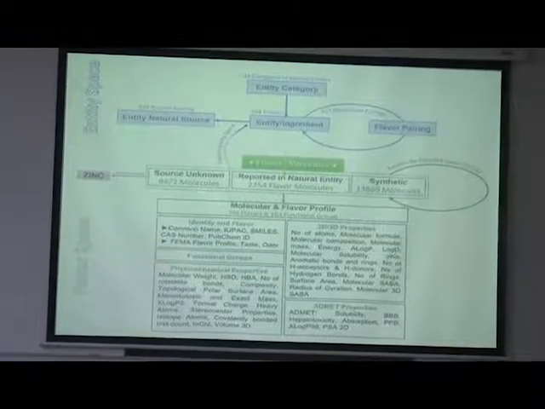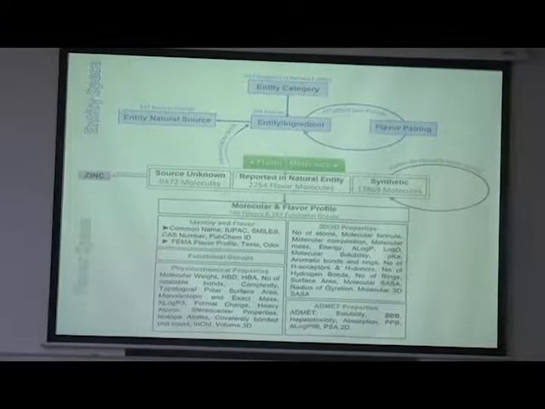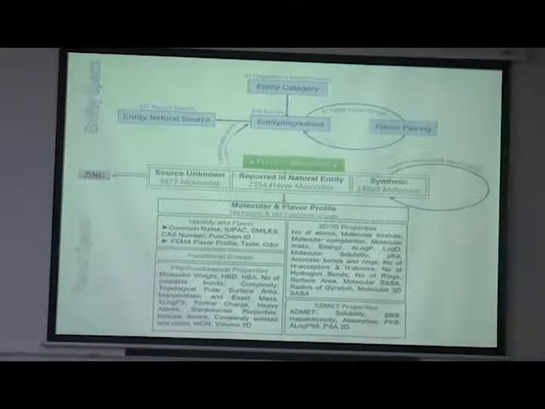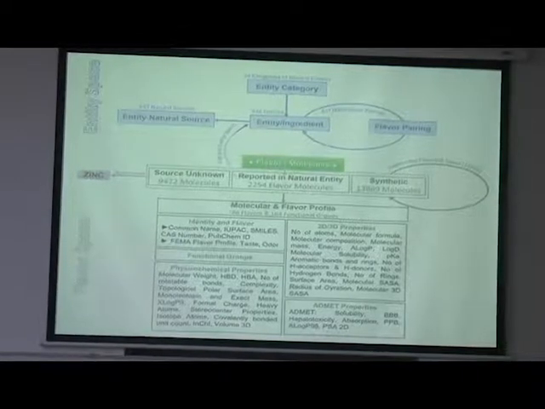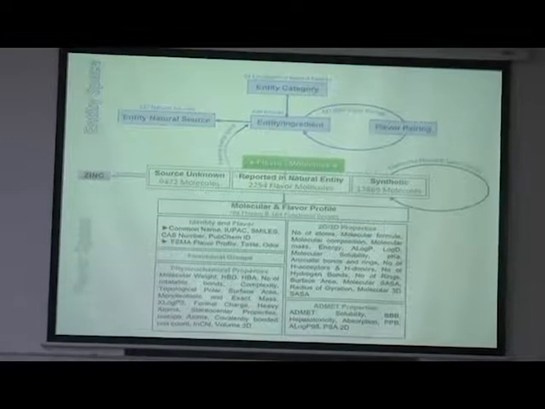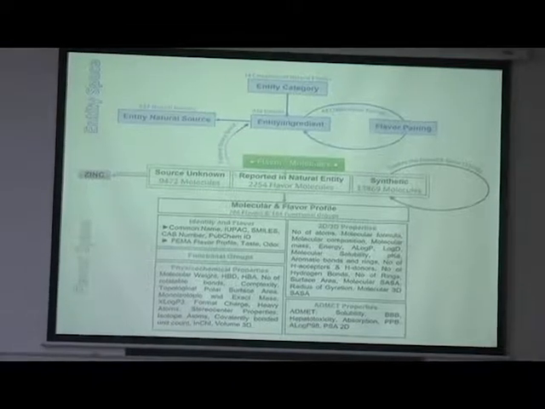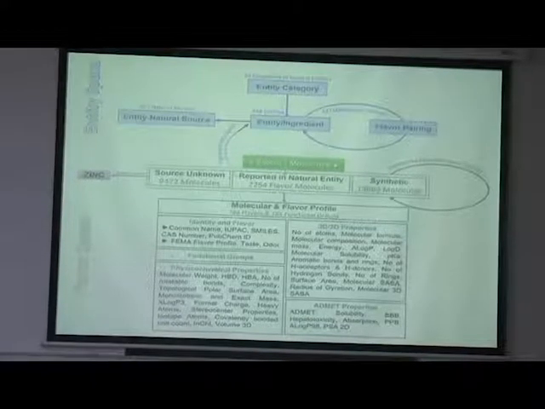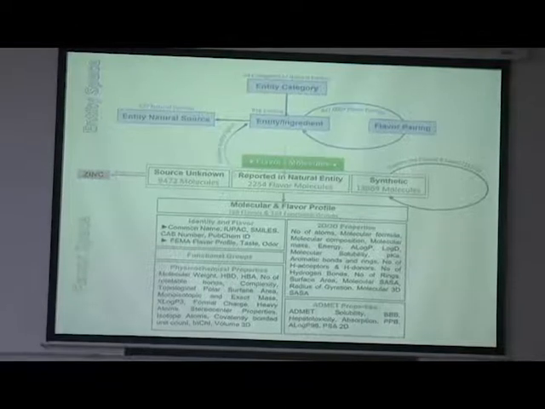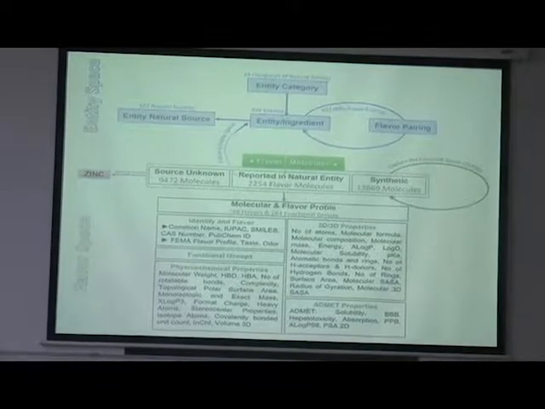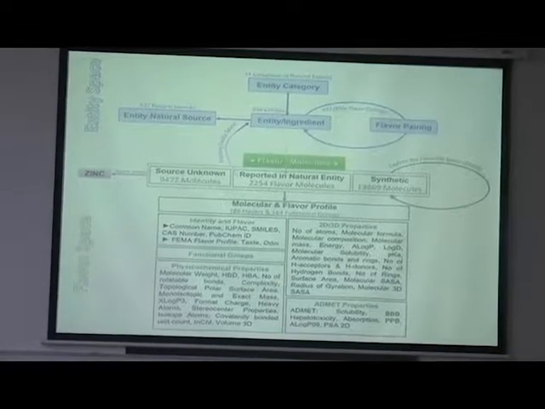Coming to the molecular part of CleverDB, which is the most important part, with every flavor molecule we have an associated common name and the IUPAC name, because this is for molecular purposes. We also have the flavor, the complexity, and the structures. In the identity and flavors, we have the common name, IUPAC names, and the flavor profile, the taste that it provides. For the functional groups, we have the different functional groups it belongs to in the chemical profile.